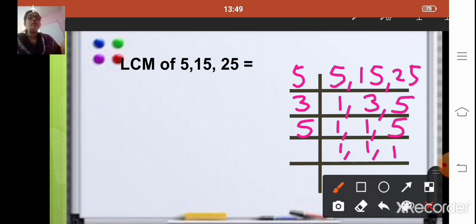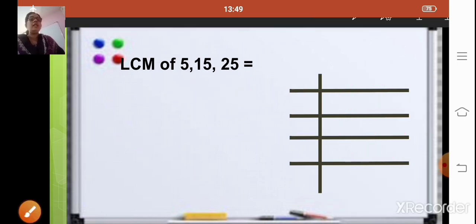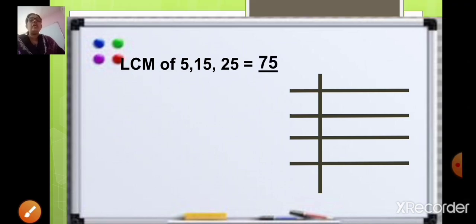Now what will you do? You'll multiply the prime factors, that is 5 into 3 into 5. So 5 threes is 15, and 15 into 5 is 75. So your LCM of 5, 15 and 25 is 75.